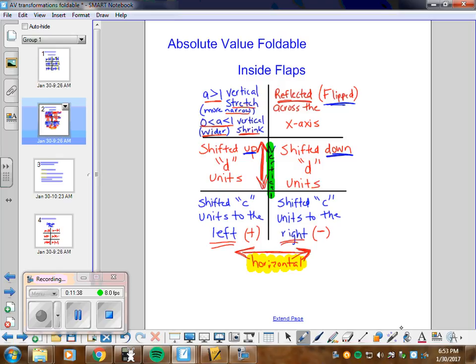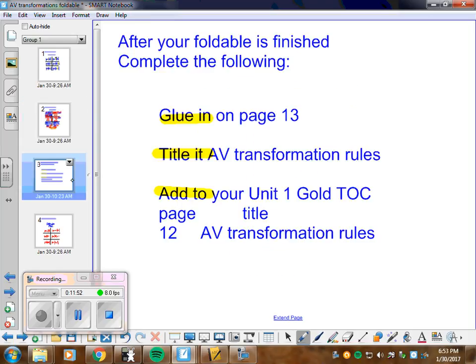All right. Now, we are going to glue this on page 13. So the next thing you're going to do is follow these instructions. After your foldable is finished, complete the following. Glue it in on page 13. Title it AV Transformation Rules. Add it to your Unit 1 Gold Table of Contents with page 12, title AV Transformation Rules.